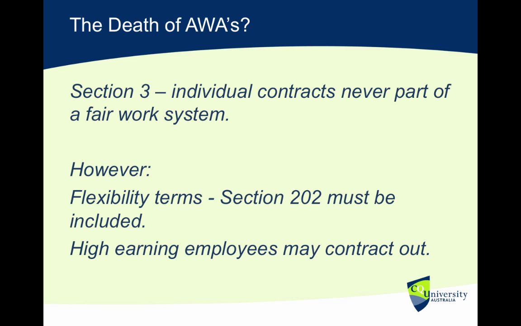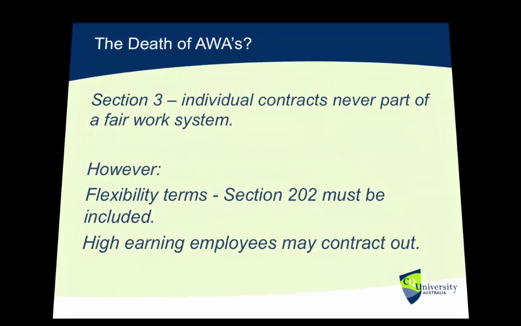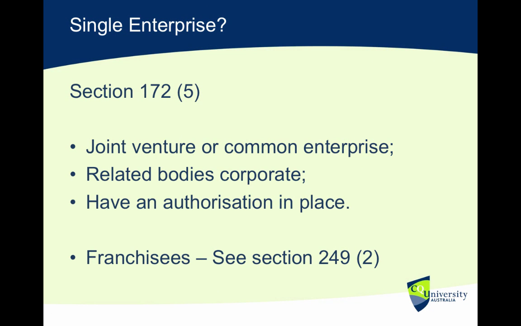However, just a reminder, as your textbook authors remind you, that the Act still applies and still allows for flexibility terms. And remember, that's where both every award and every enterprise agreement needs to allow for some flexibility. So Section 202 says they have to be included. And remember also that we looked last week at high earning employees who were in a position to contract out. So there is still some scope, but certainly not under enterprise agreements.